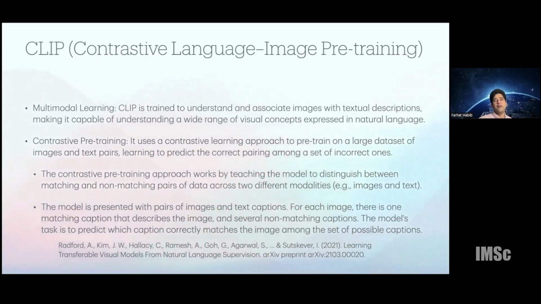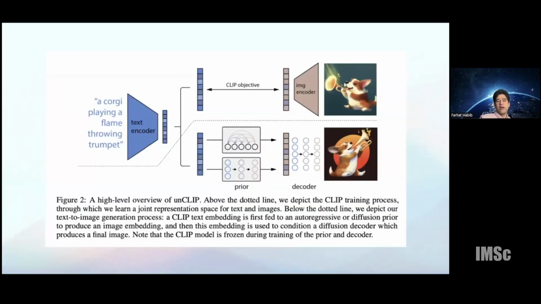What the contrastive loss does is it tries to maximize the loss when the pair is different, and minimize it when it is the same. So you present the model with pairs of images and the corresponding text captions. And for each matching caption that describes the image, the model's task is to predict which caption correctly matches the image among the set of possible captions. So that is the CLIP model, which learns a joint representation of images and their corresponding prompts.